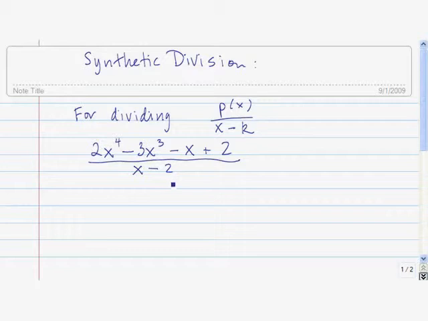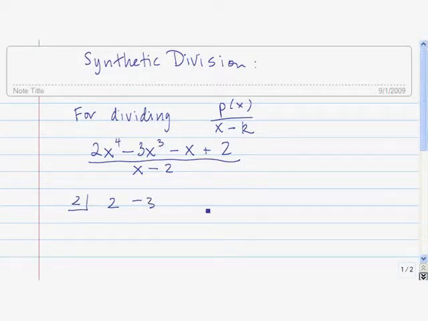minus 2. What we do is we take this number after the minus sign and we put it here and put this kind of little partial box beside it. Then the numerator, the polynomial here, must be in descending order of power. What we do is we take the coefficients and we line them up after this. So the leading coefficient is 2, we put that there, then minus 3, the coefficient of the x cubed term.